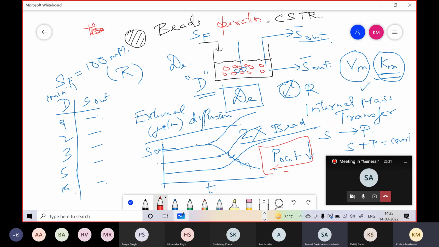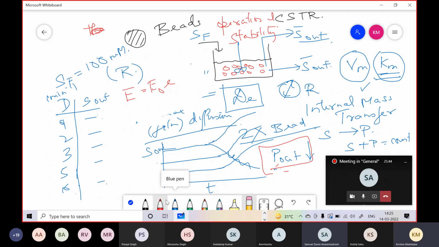And this is very important to determine. What is the operational stability of the enzyme from plots like this? And of course, the operational stability is a function of temperature. So your enzyme E is some E naught times exponential of minus delta E by RT. So obviously at higher temperatures, it will deactivate faster.